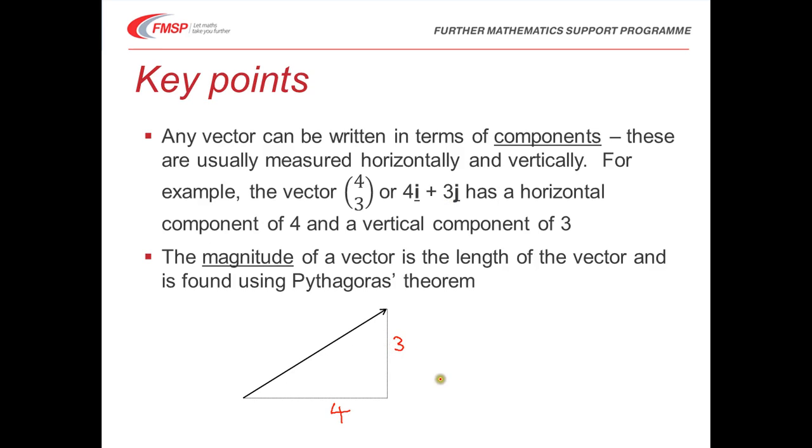Now, the magnitude of a vector is the length or the size of it, and we can work that out using Pythagoras' theorem. In this case, it's very simple. Hopefully you'll recognise that this is a 3, 4, 5 triangle. So the magnitude of this vector is 5.